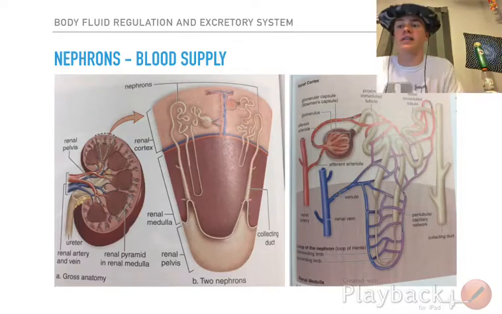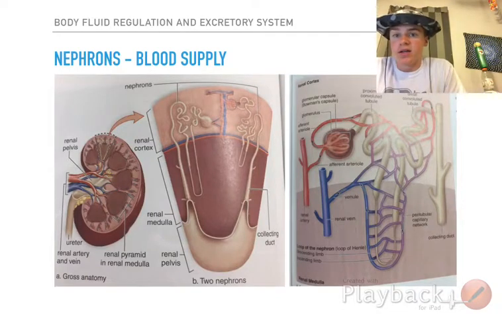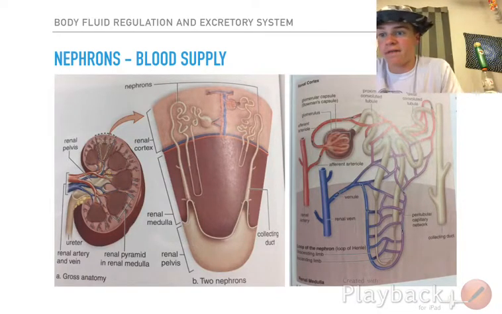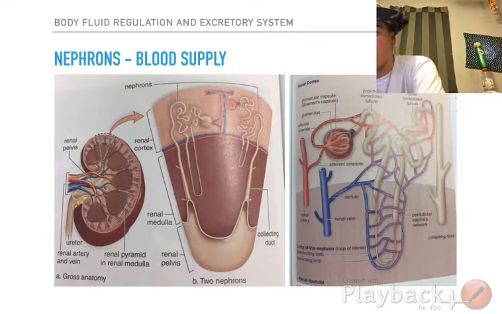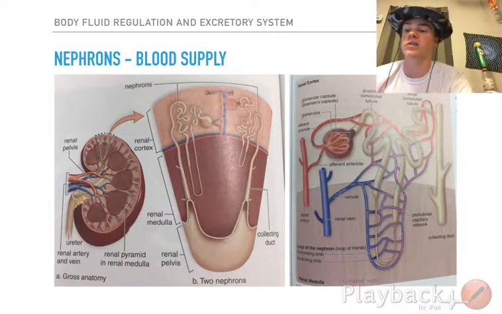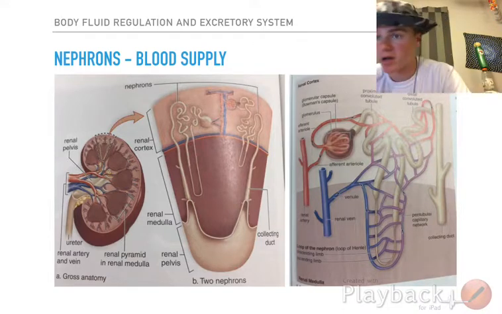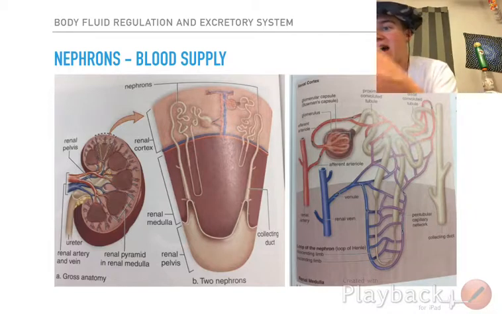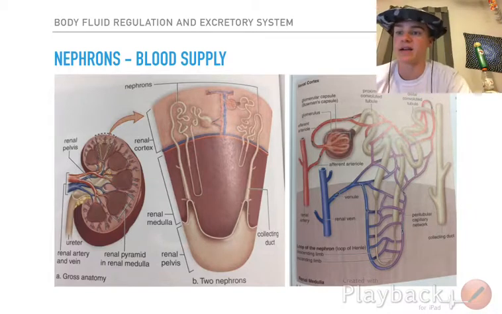All right, nephrons and blood supply. Here's a couple pictures here on the left. Here's the gross anatomy of a kidney right there. You have the ureter, and then you have your kidneys broken into three parts: renal cortex, renal medulla, and renal pyramid. Then you have your renal artery and vein that connect to it, and this is where filtration is going to occur.